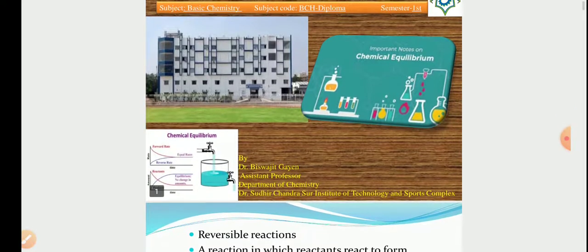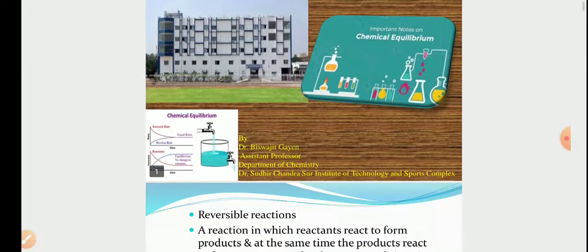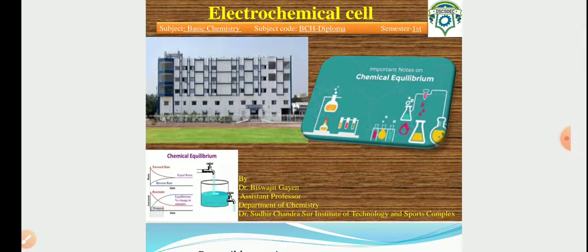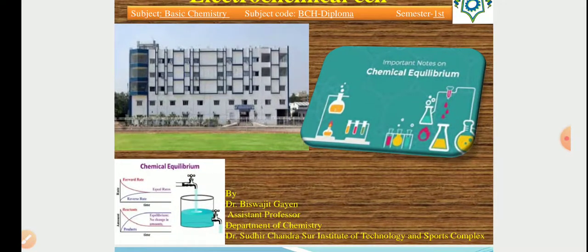Here, as we are discussing chemical equilibrium, we know what we mean by equilibrium. There are lots of equilibria possible, that is mechanical equilibrium, chemical equilibrium, and lots of other things. But here we only discuss the chemical equilibrium.